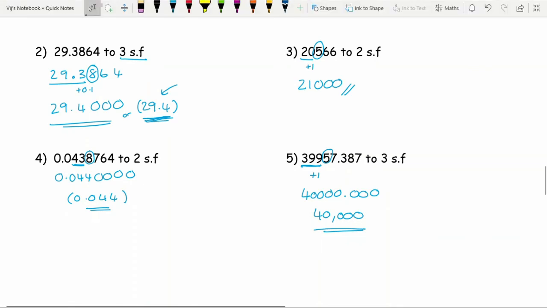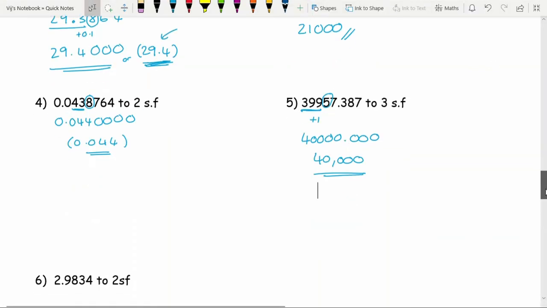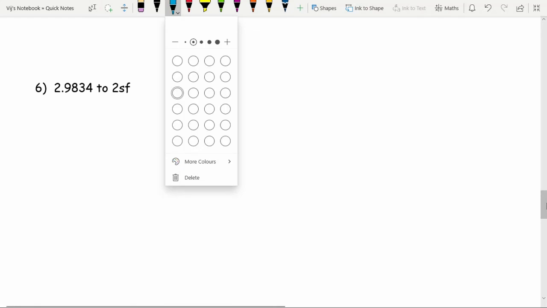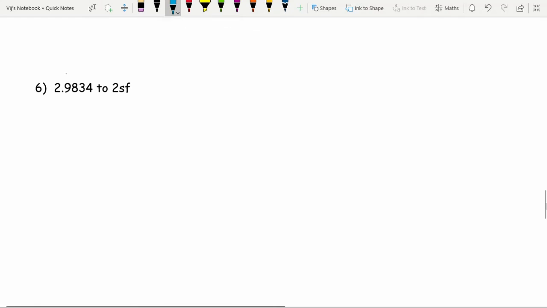So let's have a look at another question. Here we're going to round this number to 2 significant figures. Again, I'm going to underline: the second significant figure is this 9, and that 9 represents tenths. So we want to round this number to the nearest tenth. Again, I'm looking at this and underlining the circle number.